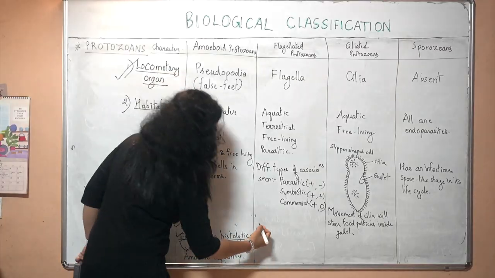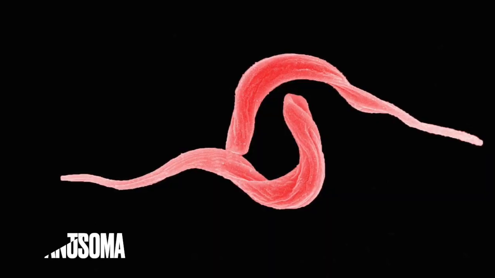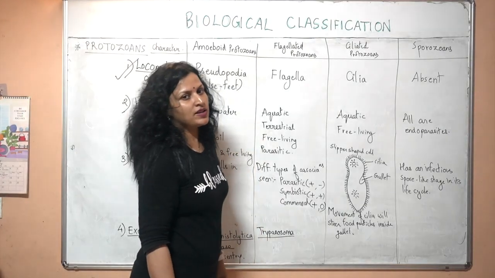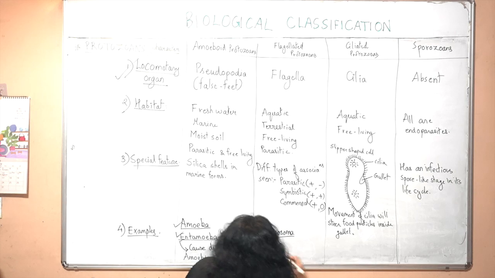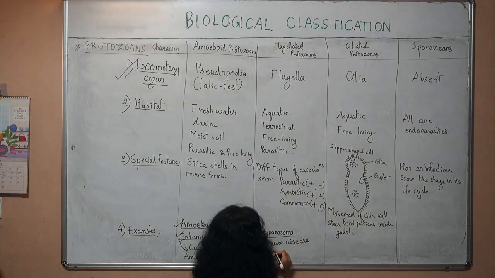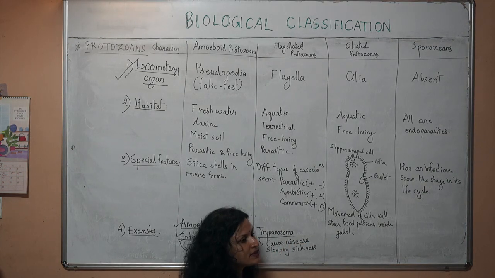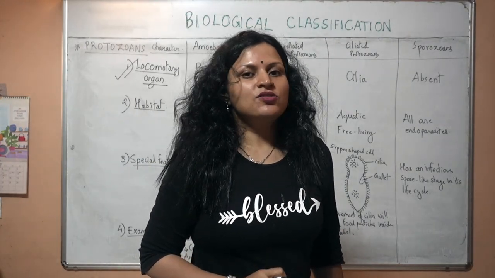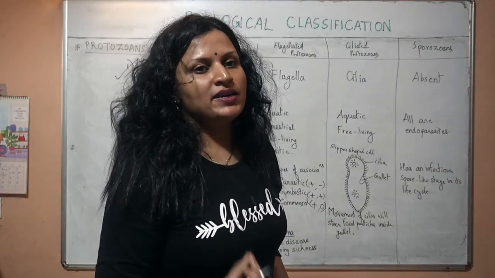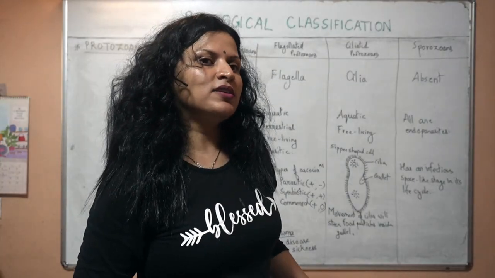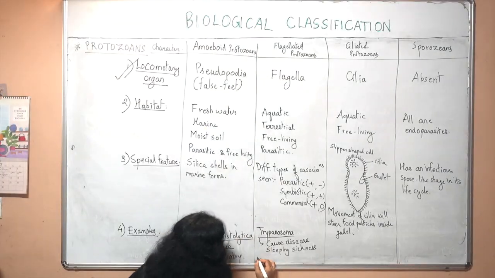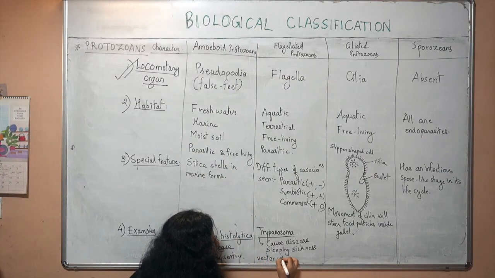Next, flagellated protozoans. Examples include Trypanosoma, a very popular example. Trypanosoma is a parasitic flagellated protozoan known to cause the disease sleeping sickness. It uses a vector for its movement. The vector that it uses is a fly called the tsetse fly. If the tsetse fly bites you and if it is infested with trypanosoma, the trypanosoma may enter into your blood and will cause sleeping sickness in humans.